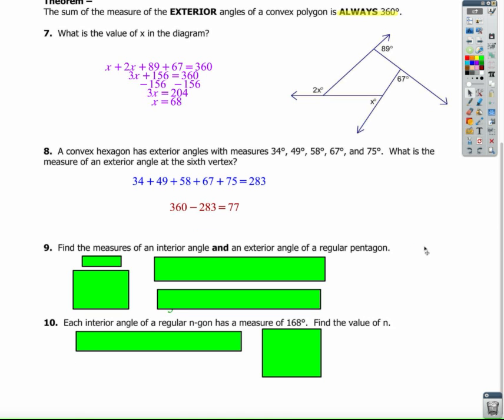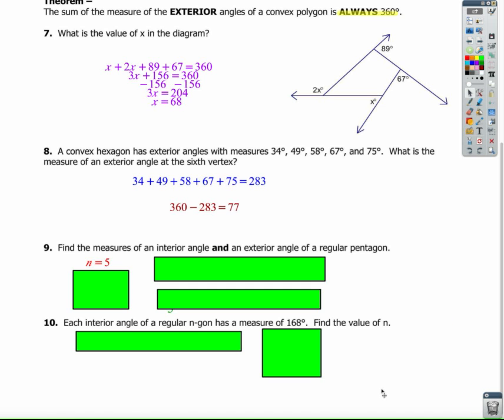Example number 9 pulls everything we've done together. It says find the measure of an interior angle and an exterior angle of a regular pentagon. If you remember from the very beginning, regular means that all the sides and all the angles are of equal length. So if I know the sum of the interior angles or the sum of the exterior angles, a simple division by the number of sides will tell me the measure of an individual angle. So we're working with a pentagon. So a pentagon has 5 sides.